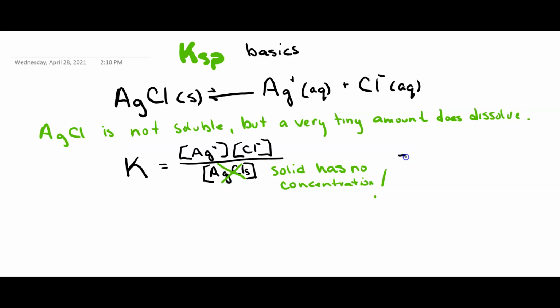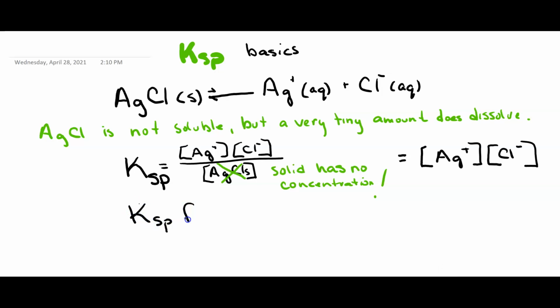So with that removed, there is no denominator on this, and we simply have our solubility product constant as the concentration of the silver ions in solution times the concentration of the chloride ions in solution. Now, we could look this info up in a table, and we would find that the KSP for silver chloride has this value of 1.6 times 10 to the negative 10. That's a very small number.